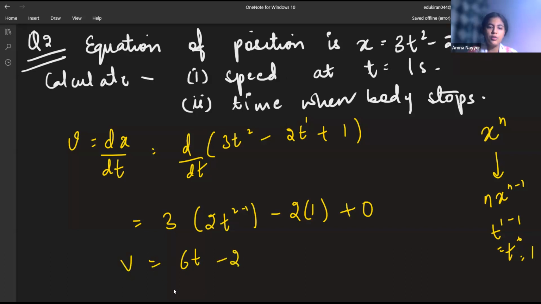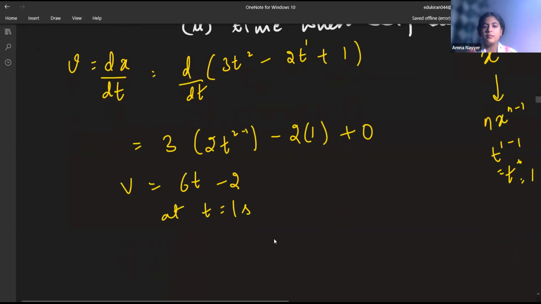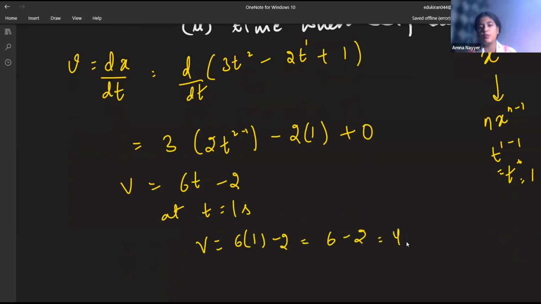This is the equation of velocity. Now put the value of time as 1 second. Velocity becomes 6 into 1 minus 2. That is 6 minus 2, which is 4 meter per second. Very good. So all of you were able to answer this.